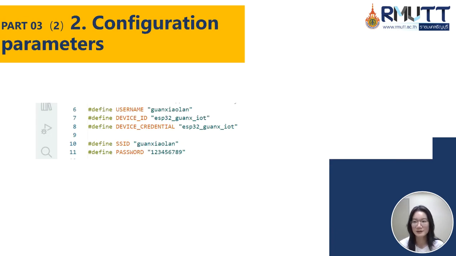This is part two, configuration parameters. Define single point EF connection information, including username, device ID, and key. Set the Wi-Fi SSID and password for connecting the ESP32 to the Internet.